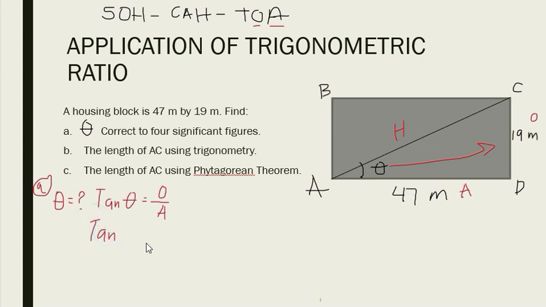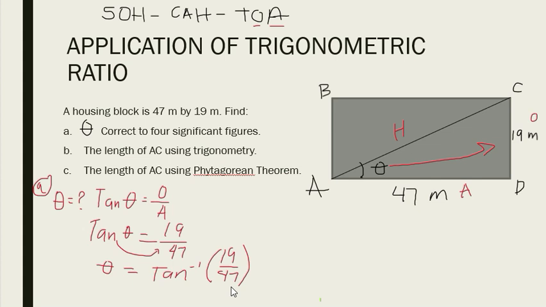Then we have tangent. So we don't know the measure of our theta. Our opposite is 19, and we have our adjacent as 47 meters. Therefore we need the tangent to be written there. So theta is equal to tangent raised to -1 of 19 over 47.